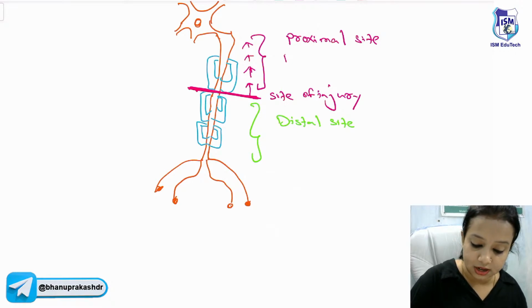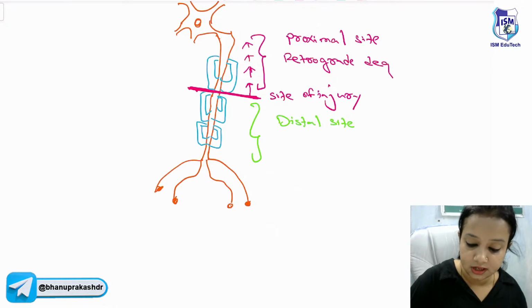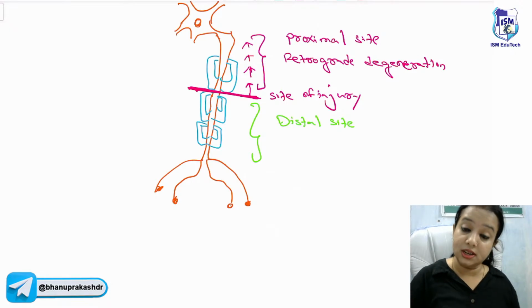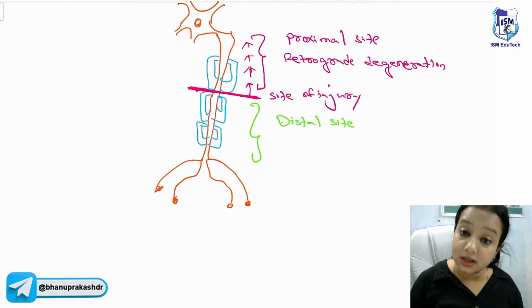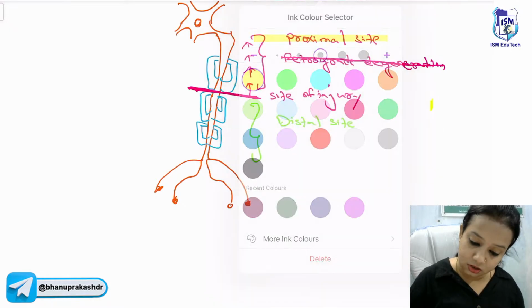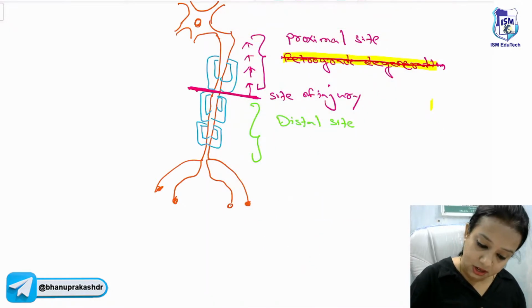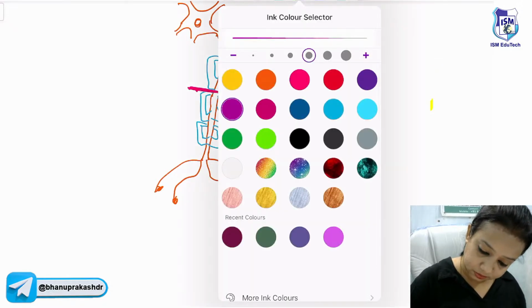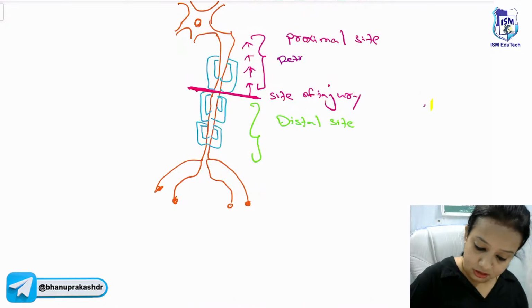So this is called retrograde degeneration. Degenerative change is also known as destructive change. This is happening in the retrograde manner, in the opposite direction. So we call it retrograde degeneration.